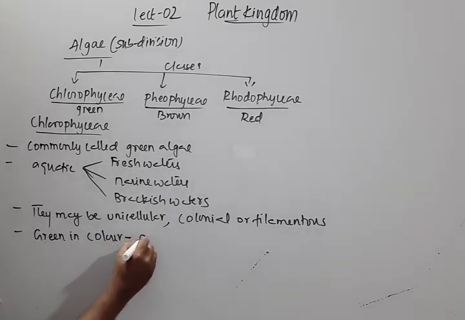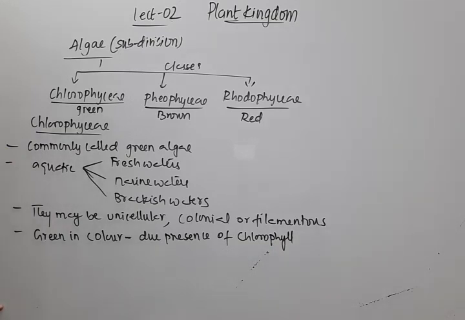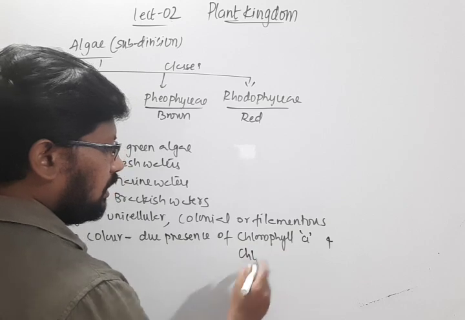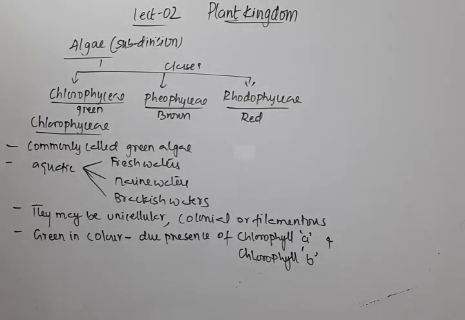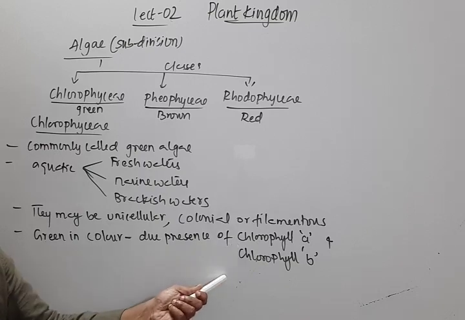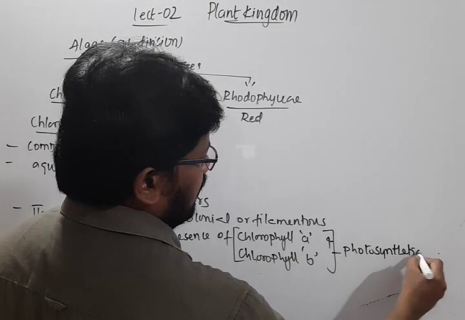So the green color is due to the presence of chlorophyll pigments, especially chlorophyll A and also chlorophyll B. And I told you that these photosynthetic pigments are present in the thylakoid membranes of the chloroplast. I hope you remember when we discussed photosynthesis in higher plants. So algae also have chlorophyll A and chlorophyll B, which are photosynthetic pigments.